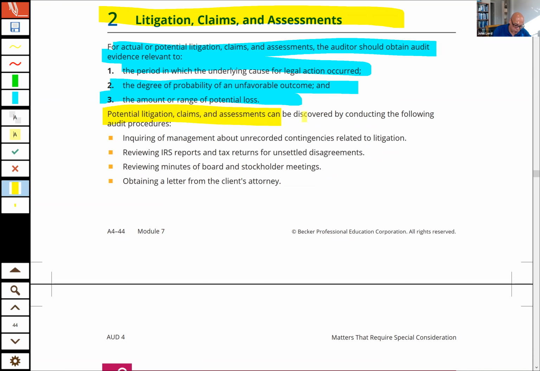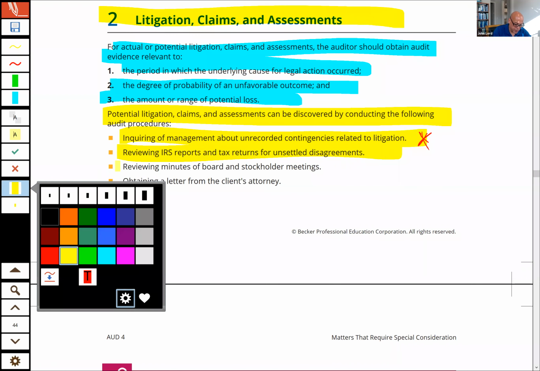Now, to determine if there's potential litigation, claims and assessments, do the following. The first thing is to talk to management. Again, my point, they should know what's going on, but we will also look at some external documents. For example, are they receiving letters from the IRS? The IRS is sending them letters saying, hey, you have so long to pay this outstanding tax, maybe they're disputing that, et cetera. And so you would ask to review those sorts of correspondence.